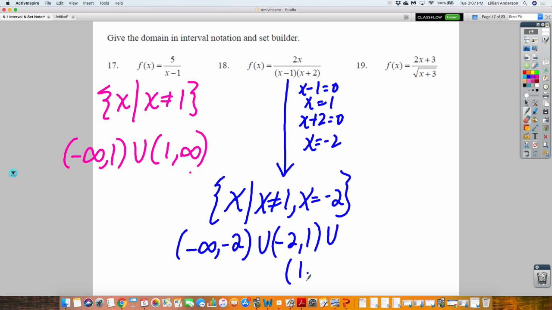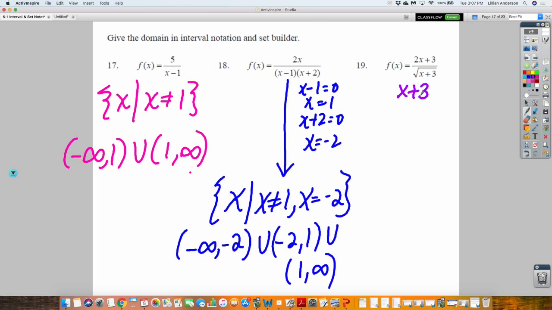How many intervals did you have when you wrote an interval notation? 3. You had 3. You started at negative infinity and then you went to what? -2. Still with the parenthesis and a union now. -2, 1, both with parentheses, to 1, and infinity. Let's look at that.